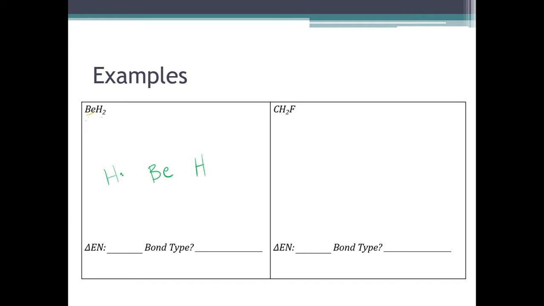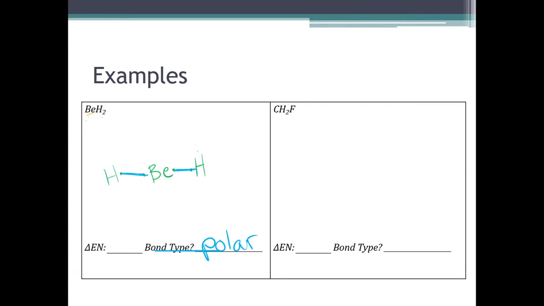Draw one valence electron on each hydrogen, and then beryllium has 2 valence electrons. We'll go ahead and connect our single electrons to form bonds. There we go. So this is going to be our Lewis structure. And while beryllium and hydrogen are close enough in electronegativity to keep this from being ionic, you are not going to have a nonpolar bond with a metal in it. So this is going to be polar covalent.